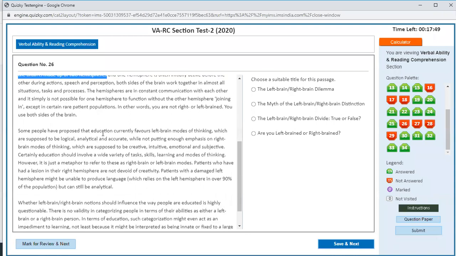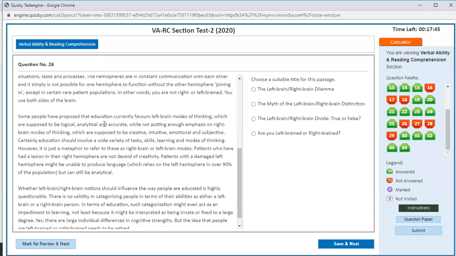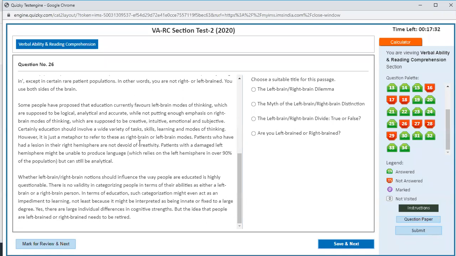Some people have proposed that education currently favors left-brain modes of thinking, which are supposed to be logical, analytical, and accurate, while not putting enough emphasis on right-brain modes of thinking, which are supposed to be creative, intuitive, emotional, and subjective. Certainly, education should involve a wide variety of tasks, skills, learnings, modes of thinking. However, it is just a metaphor to refer to these as right brain. Patients who have had lesions on the right hemisphere are not devoid of creativity. Patients with a damaged left hemisphere might be unable to produce language, which lies in the left hemisphere in over 90% of people, but can still be analytical.